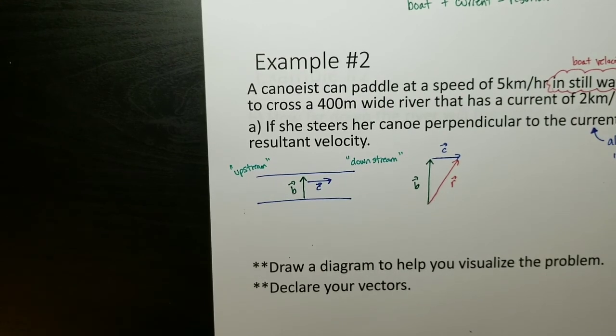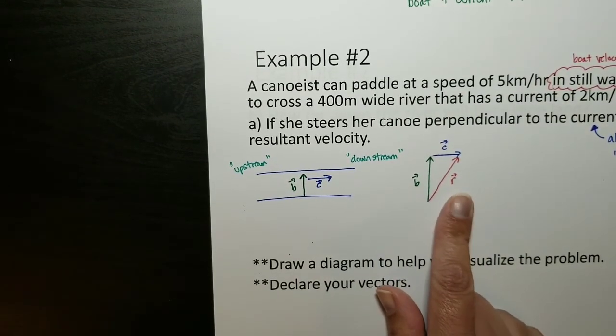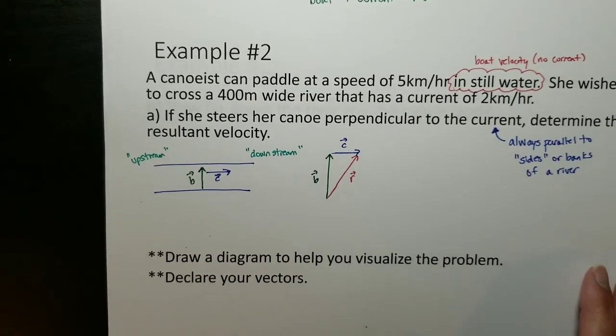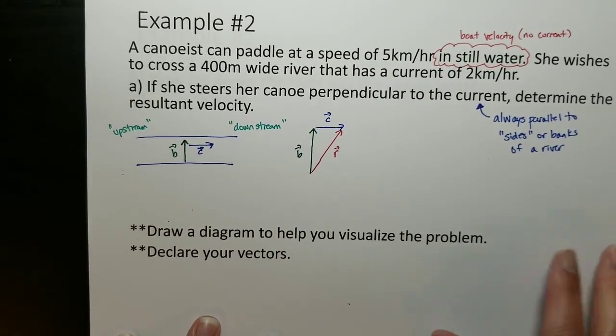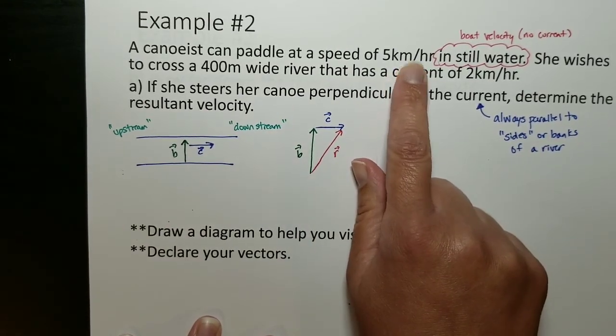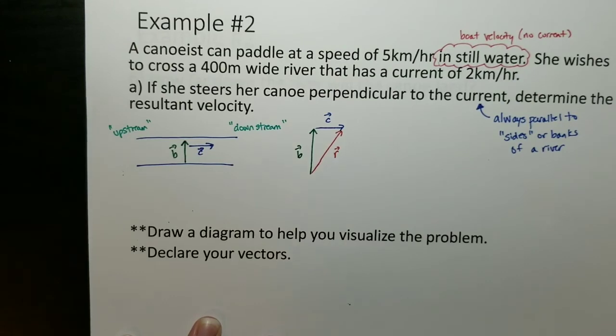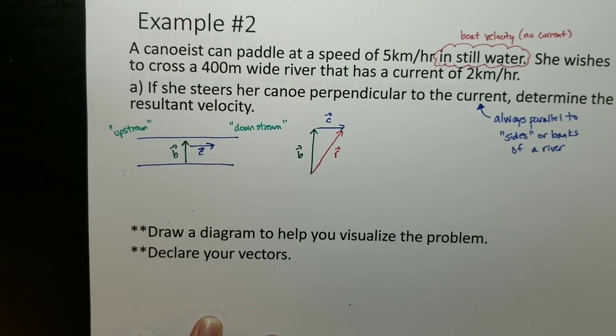So we need to figure out the magnitude and direction of that resultant. So we want to know how fast the canoe ends up moving, and we can tell for sure that it's going to be faster than the 5 kilometers an hour she can actually paddle without a current, and also what direction she ends up going in.